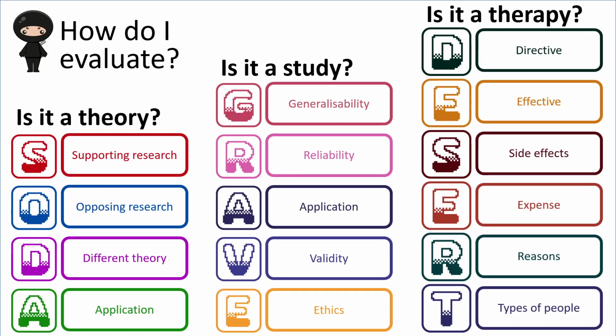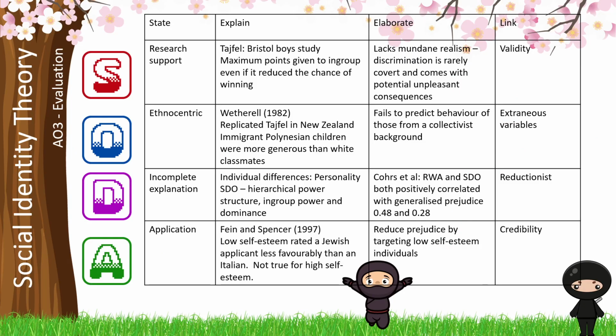So the other key skill is about evaluation, and we're going to use our theory structure once again, and so we're looking here at SODA. When we're thinking about this, we need to ensure that we are both giving arguments and counter-arguments. And that comes from showing our wider knowledge with key terms such as mundane realism, that the task itself given in the study is not realistic, ethnocentric, that it's focused on a singular ethnic group or culture, and also things like reductionism, that it is too simplistic an explanation.